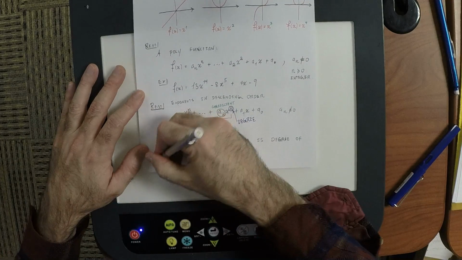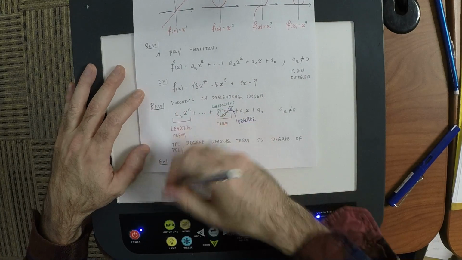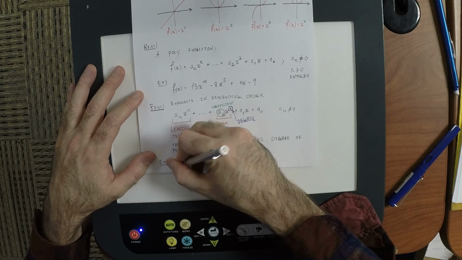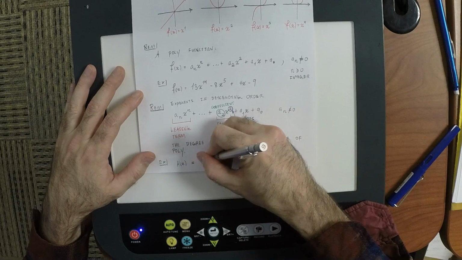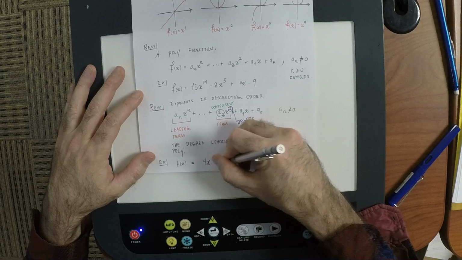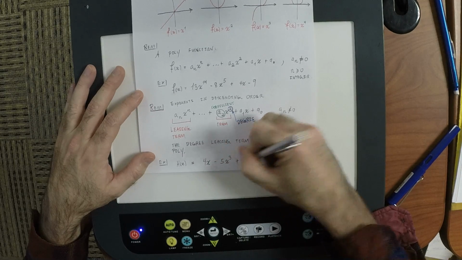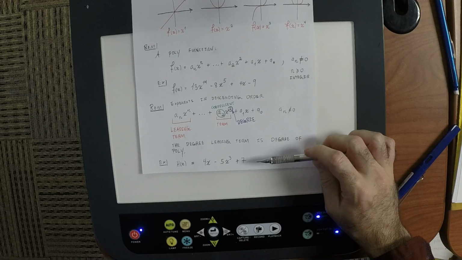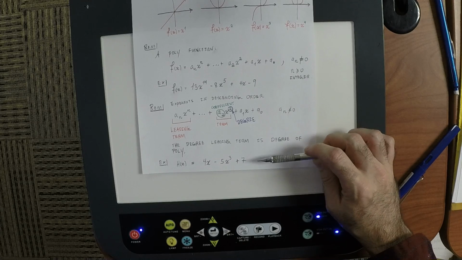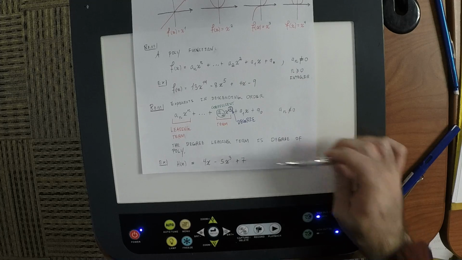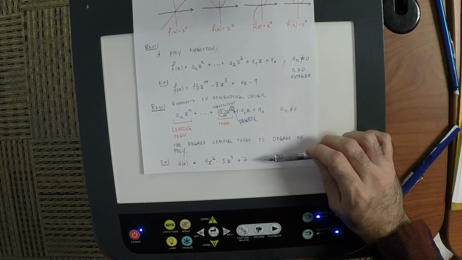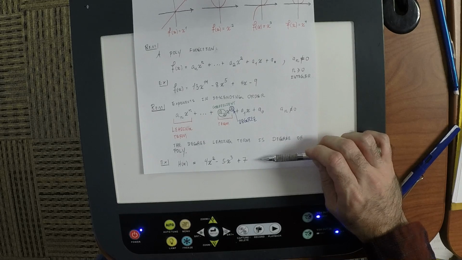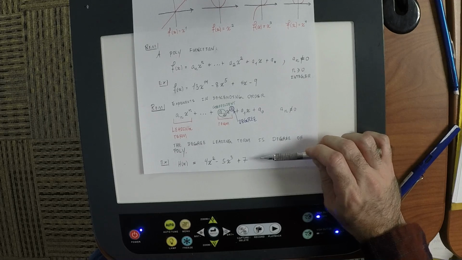Now just beware that I try not to play this game very much, but the online homework plays this game all the time. It'll say something like 4x minus 5x cubed plus 7, and it'll ask, what's the degree of this polynomial? Well, the answer is 3. But say I change this to that. On this, a significant fraction of students will say that the degree of this polynomial is 2, because that's the degree of the term that's furthest to the left.